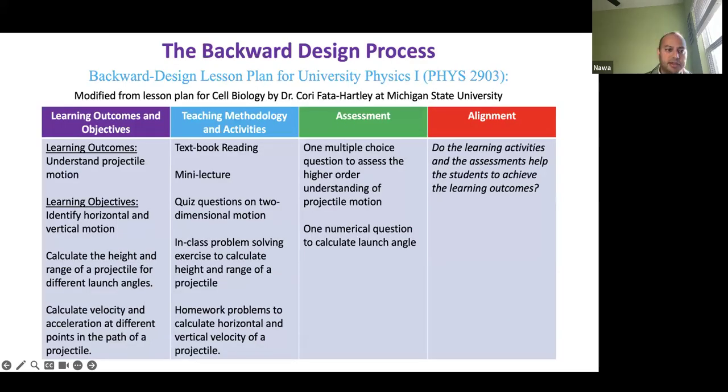Now, here is what I thought would be the backward design lesson plan for University Physics 1. I do not have a set backward design class, so what I did was Google around, and I found this lesson plan for cell biology by Dr. Corey at Michigan State University, which I liked the most among all the others that I went through. She has a backward design lesson plan for cell biology. So I went through that, and I thought, okay, what do I do in my class if I want to have the backward design class for University Physics 1?